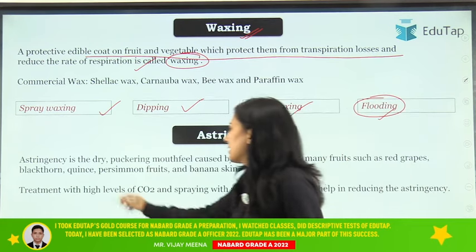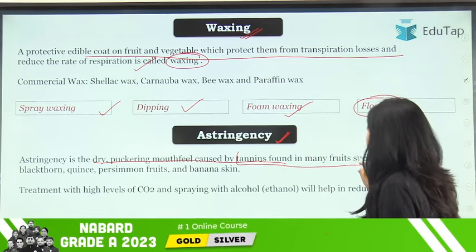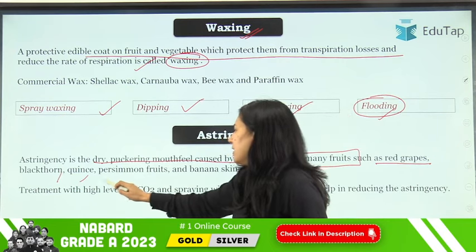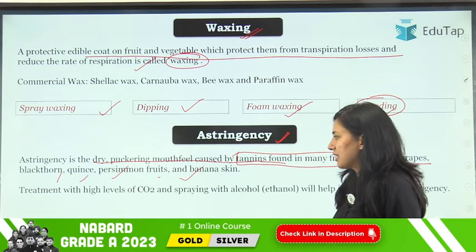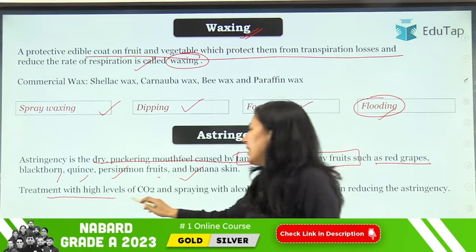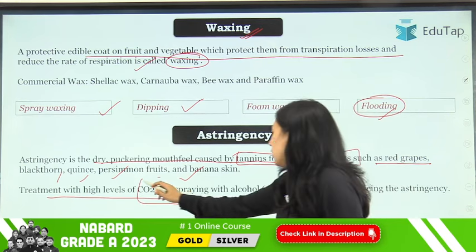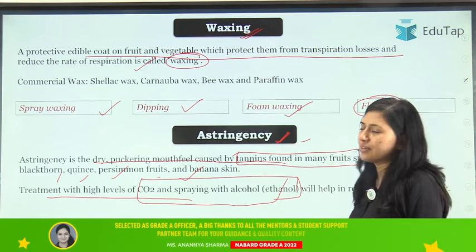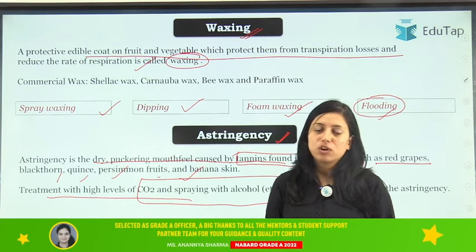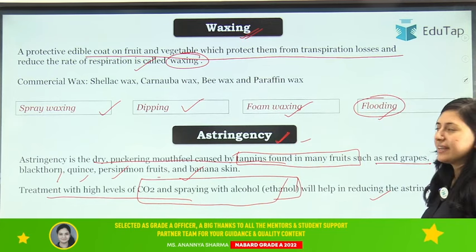So basically astringency is a dry puckering mouthfeel caused by tannins. It is due to the tannins found in many fruits such as red grapes, blackthorns, quince, persimmon fruit, banana skin. So to remove this astringency, we are treating it with a high level of CO2, and spraying with alcohol like ethanol. So to remove this astringency effect, we treat them with a high level of CO2 and spray alcohol. Clear? So that was about waxing and astringency.